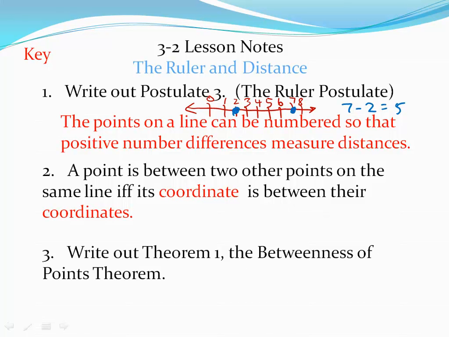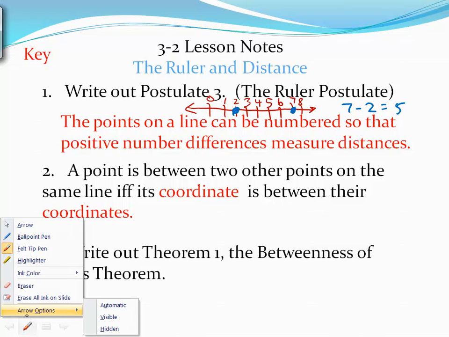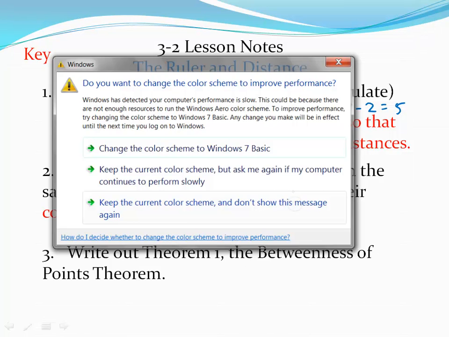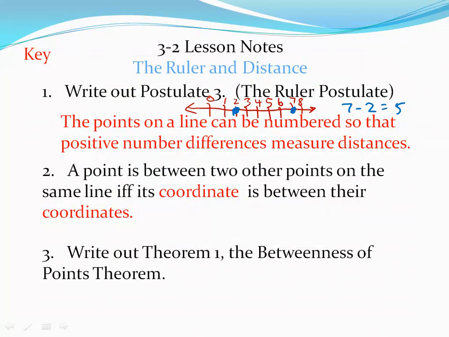And number 2, a point is between two other points on the same line if and only if its coordinate is between their coordinates. So for instance, if you look at the number line I sketched out here, is 4 between 2 and 7? Well, it is. It's between 2 and 7 because its coordinate, we call these numbers coordinates, is between the two coordinates. So you could say that as 2 is less than 4, which is less than 7.